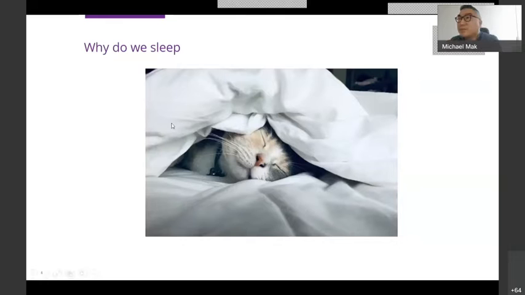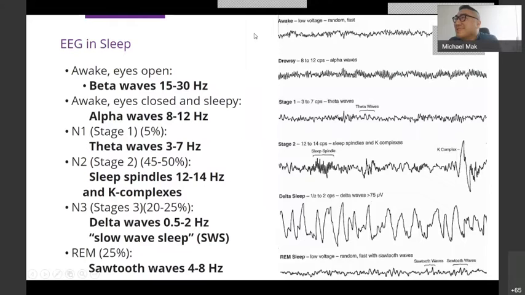I'm not showing you this slide here to stress you out. You don't have to memorize any of the numbers or what these brain waves look like. I'm just drawing to your attention that by reading the brain waves of a person that's both awake and asleep, we can discern if the person has fallen asleep and what stage of sleep they go into.